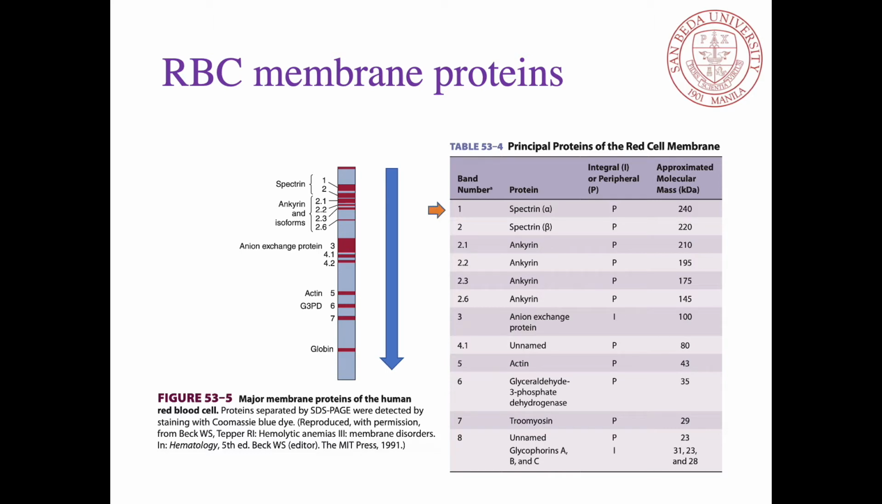Band 1 is the heaviest and thus the slowest to migrate. As will be discussed later, band 1 is given the name alpha spectrin. You will notice as well that as we go along this lecture series, some proteins retain the names of their respective band numbers.